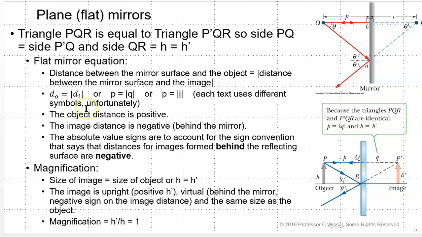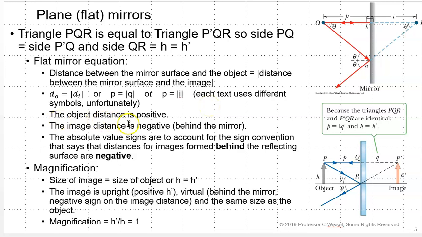We're going to put absolute value signs on there because we'll later encounter a sign convention. DO, distance to the object, equals distance to the image, or P, the distance to the object, equals the distance to the image. You might also see I used for image. Each text uses different symbols, unfortunately, and I'm sure these are not all the ones that I've seen out there. There are many of them. You just have to be careful.